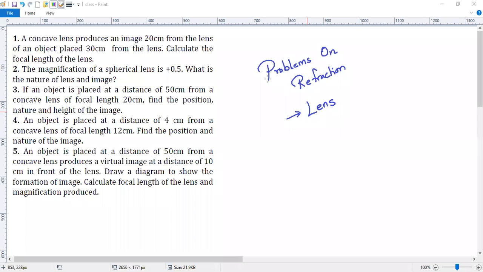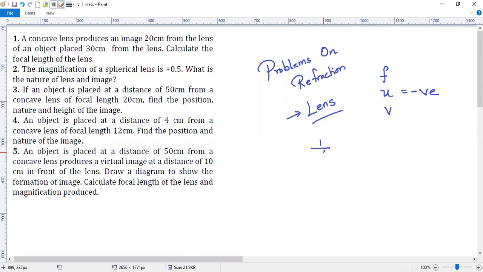So before looking into the problems, first of all, in the problems, we need the formulas. For lenses, what are the formulas that we know? In case of refraction, F is the focal length, U as usual is the object position, and V is the image position, right? 1 by F equal to 1 by V minus 1 by U.